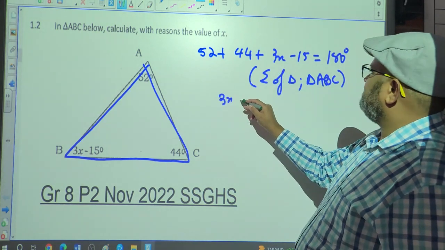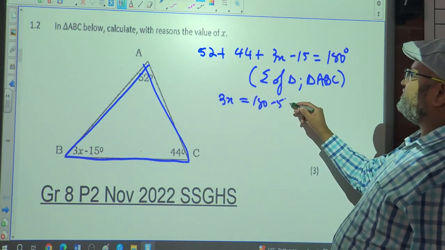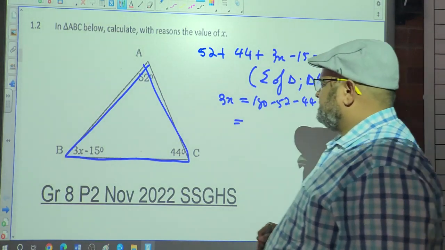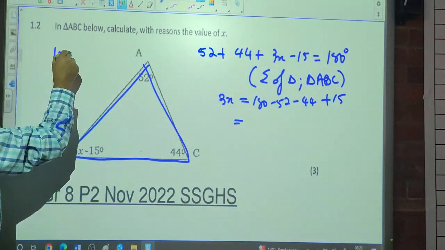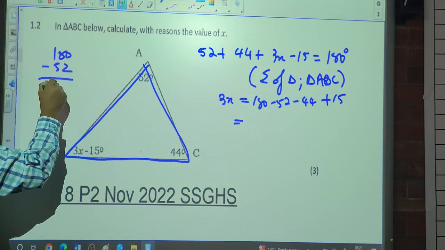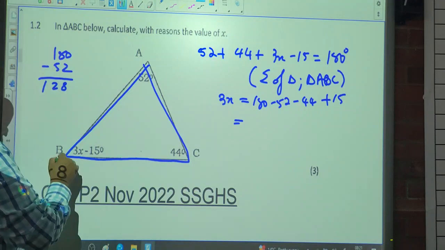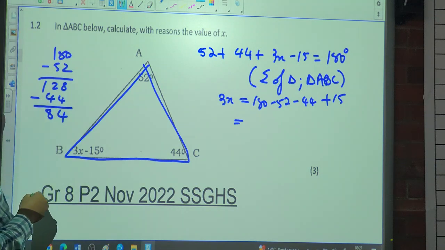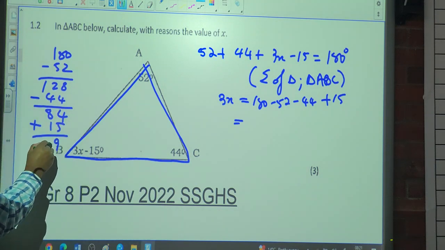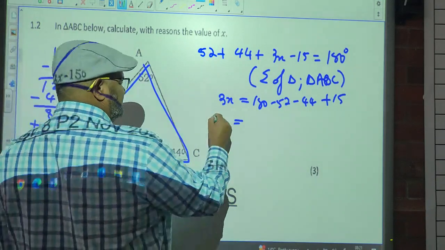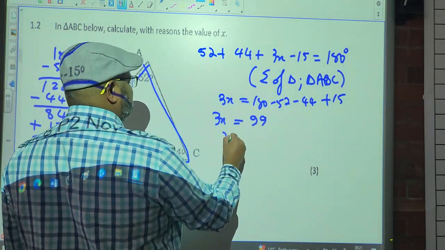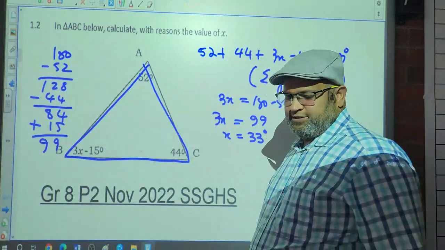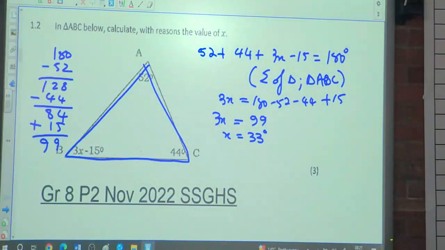So we now say 3x is equal to 180 minus 52 minus 44 plus 15. So 180 minus 52 is 128. Minus 44 is 84, correct? Plus 15 is 99. Is that correct? Yes, sir. 3x is going to be 99, so x is going to be 33. Any confusion there?